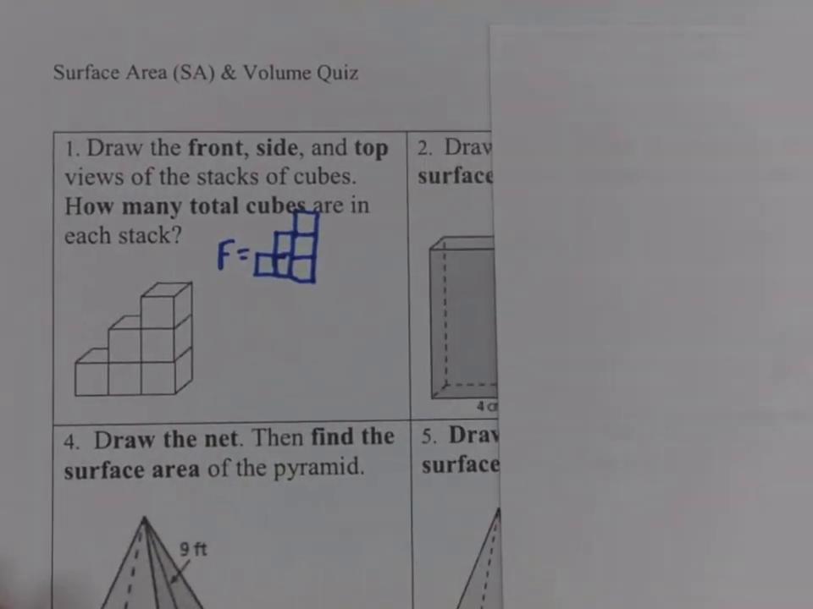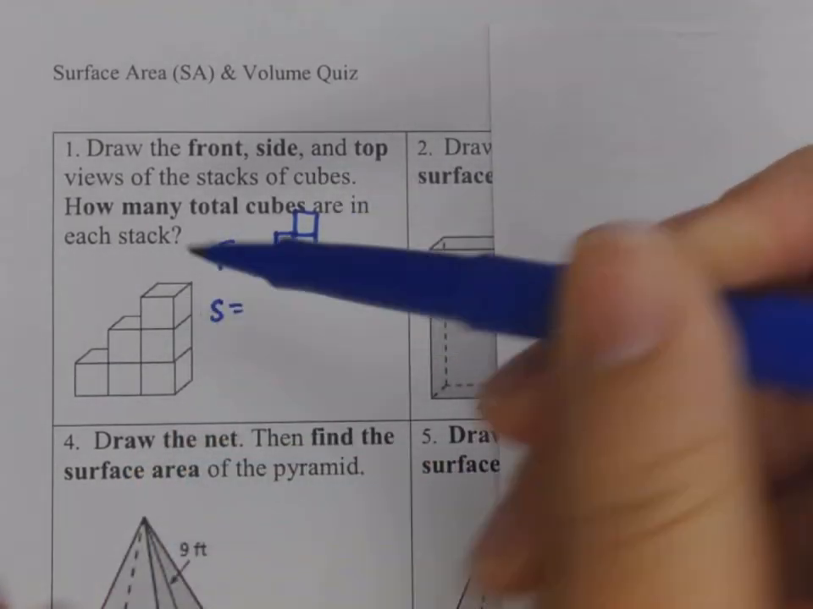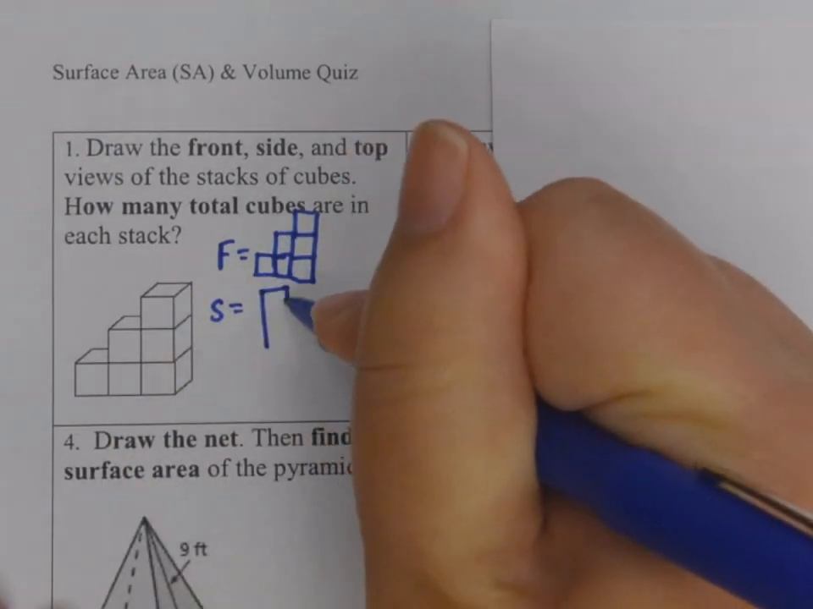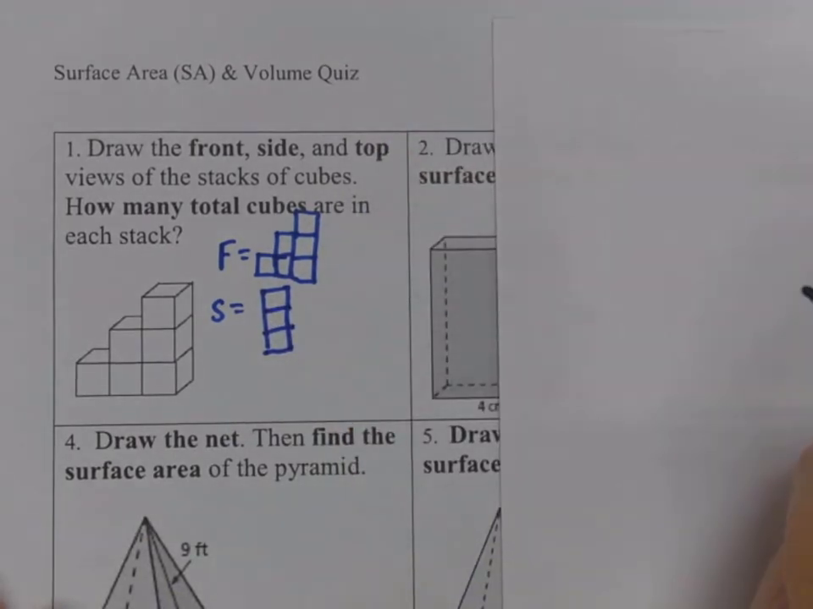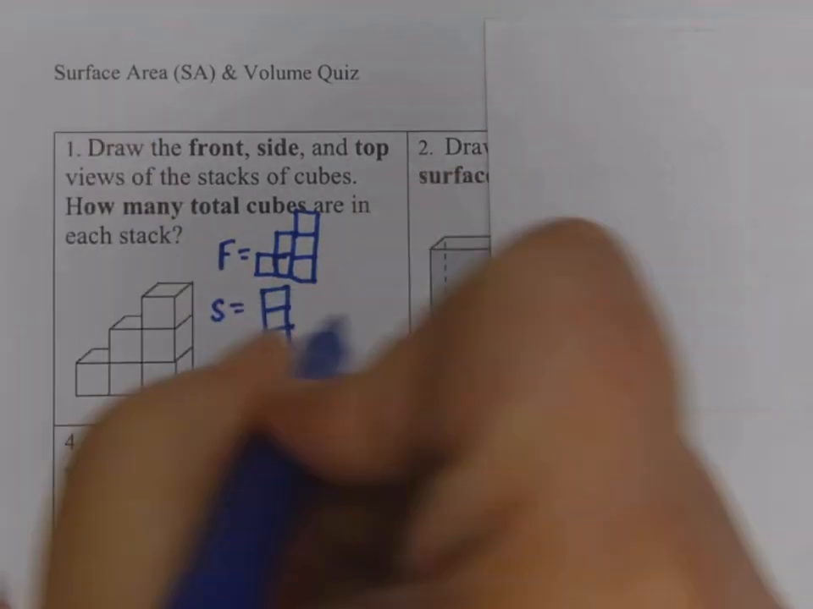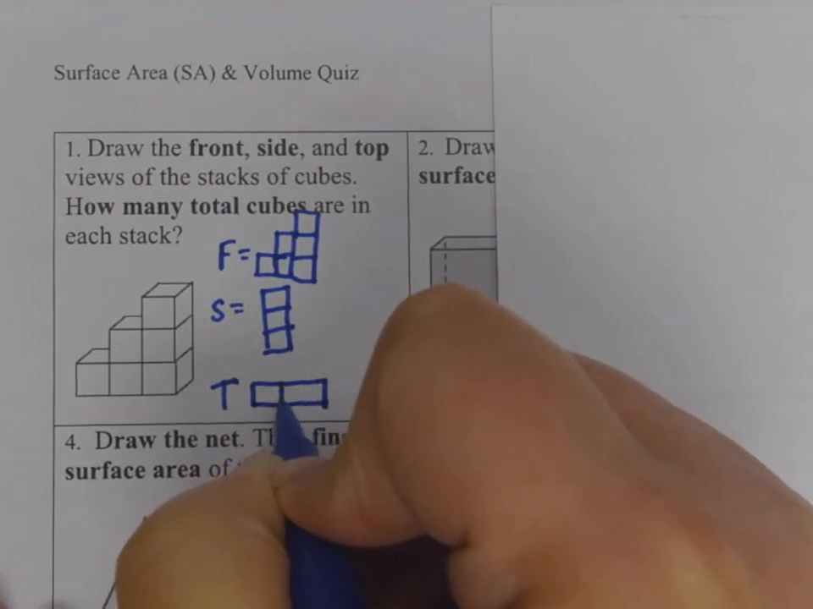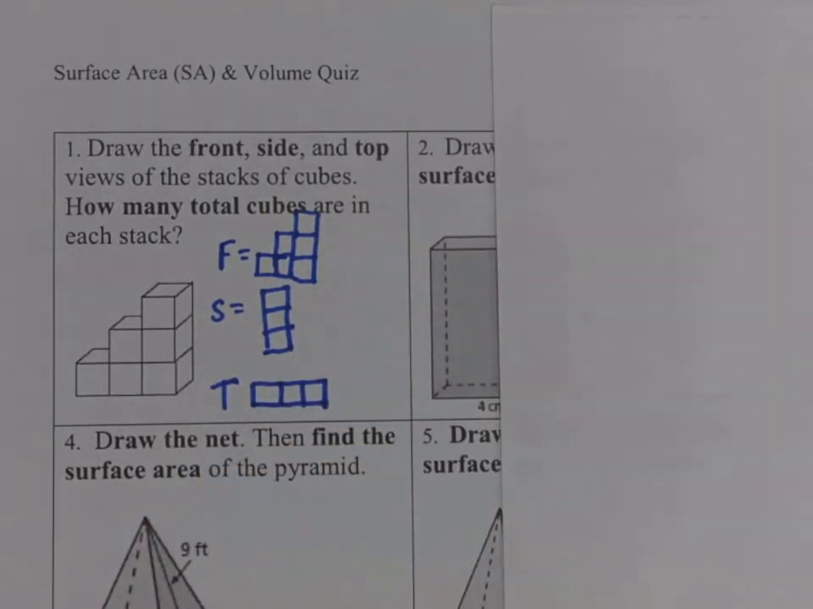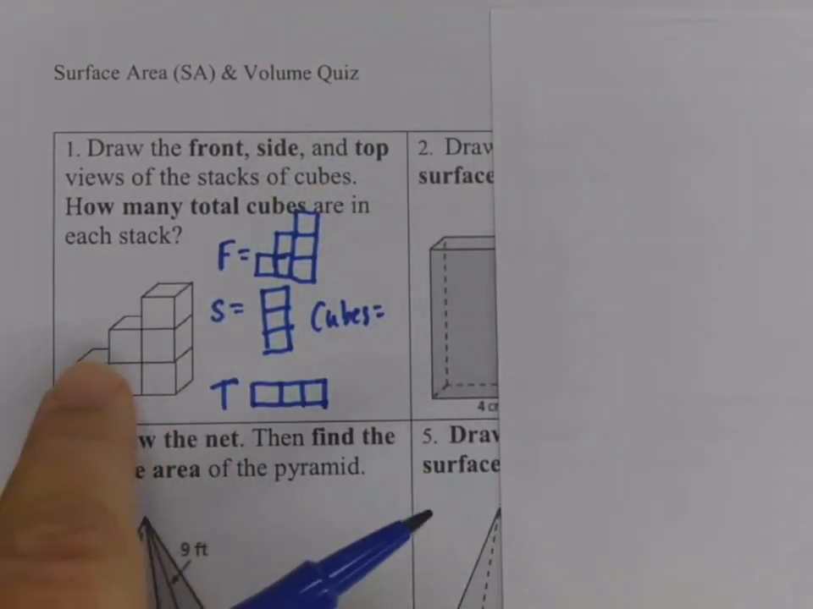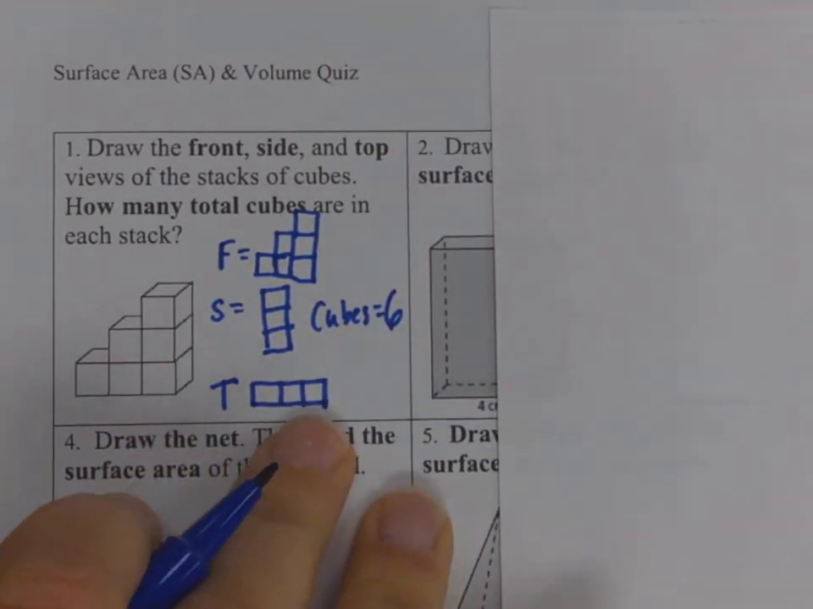Then if you were to look at it from the side, so say you come over here and you're just looking at it right here, or even from this side, you would see 3 tall cubes stacked on top of each other like this. And then if you look at it from the top, like from a bird's eye view, you would see 3 across horizontally instead of vertically. So those should be your views of the cubes, and then total cubes, you just count those up. There are 3, 4, 5, 6. Okay, so that's what that question is asking you to do.